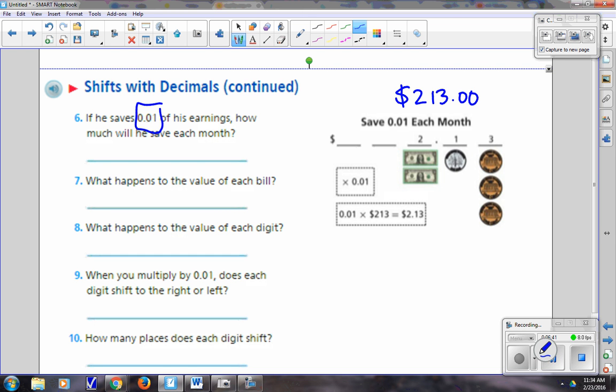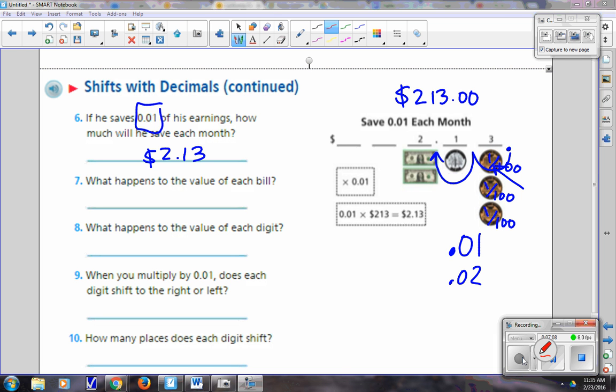So just like we saw before, the numbers did what? Shifted to the right. But now they shifted to the right. Here's my 213. It shifted to the right how many times? 1, 2. You're moving the numbers over, right? Because now it's 0, 1.